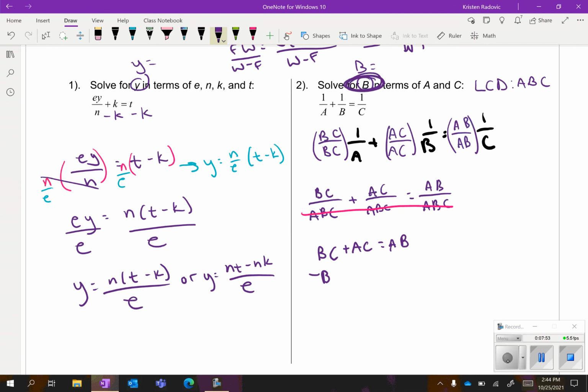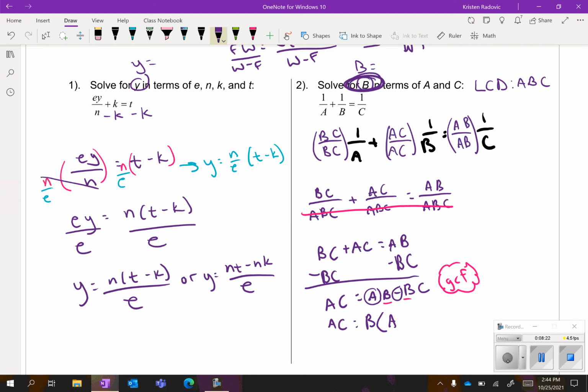So when you factor out the B, your leftovers are going to be A minus C. This is B times A minus C. So in order to get rid of multiplication, you have to divide. That means our final answer is going to be B equals AC over A minus C.